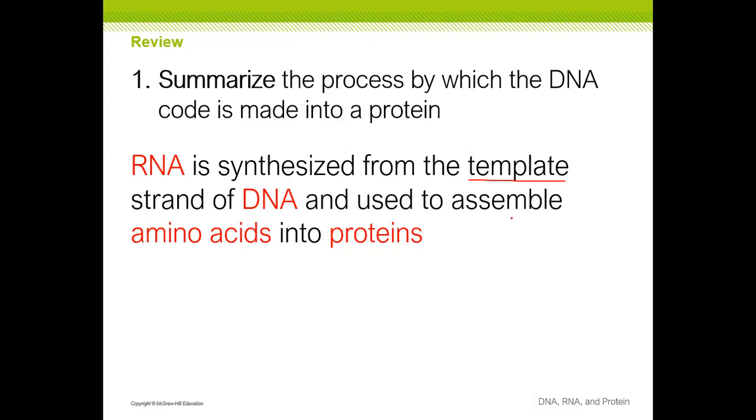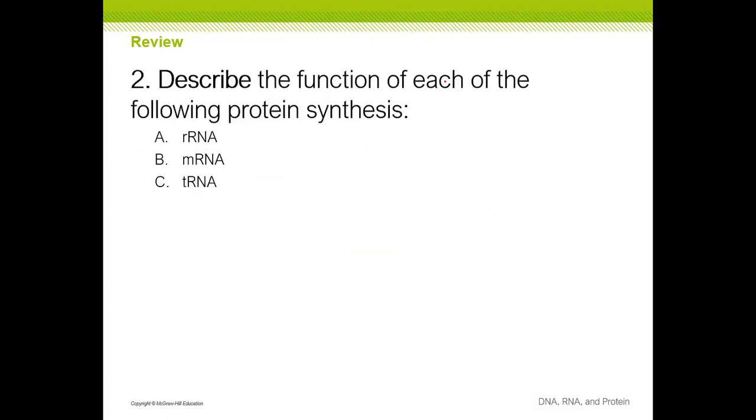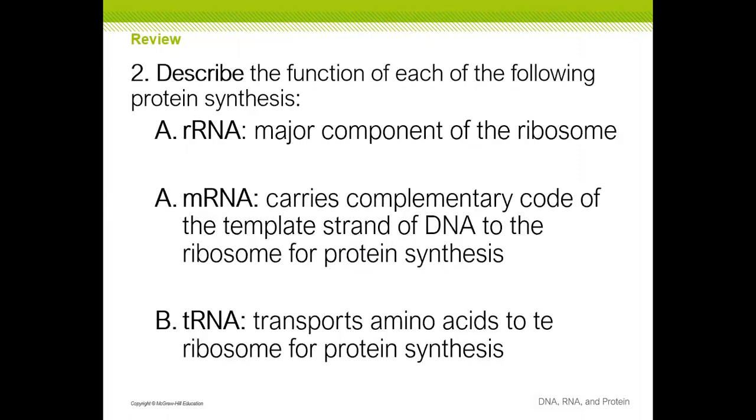Okay, so next part here. We want to look at what each of these do. Again, there are so many RNAs. It's a really easy thing to get confused about, what the heck do I do for all of these? We have rRNA, which is a component of the ribosome, so a major component. We have mRNA, which carries that complementary code from that template strand, and this is what goes into the ribosome to create proteins. And tRNA is what transports those amino acids to create those proteins. And they also use the anticodon.